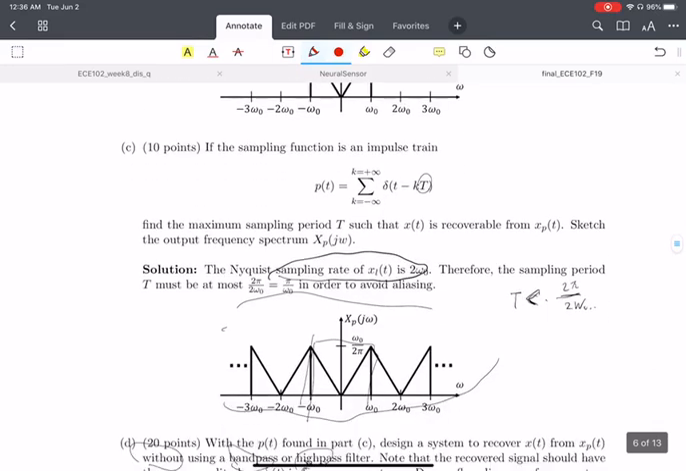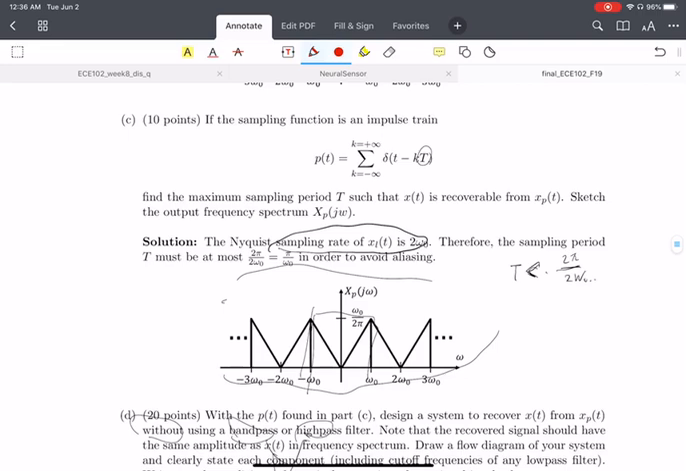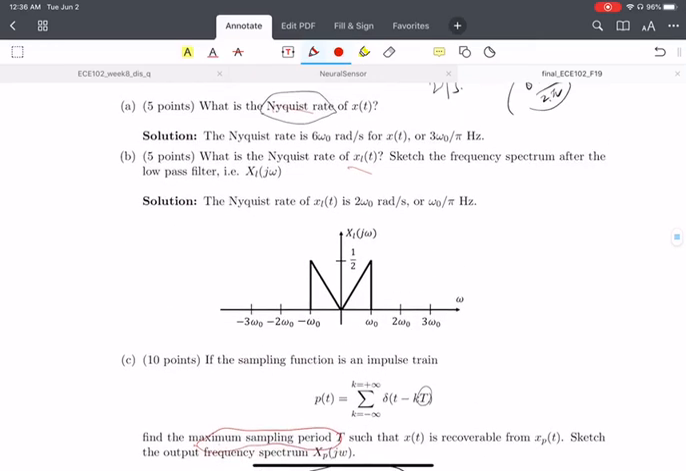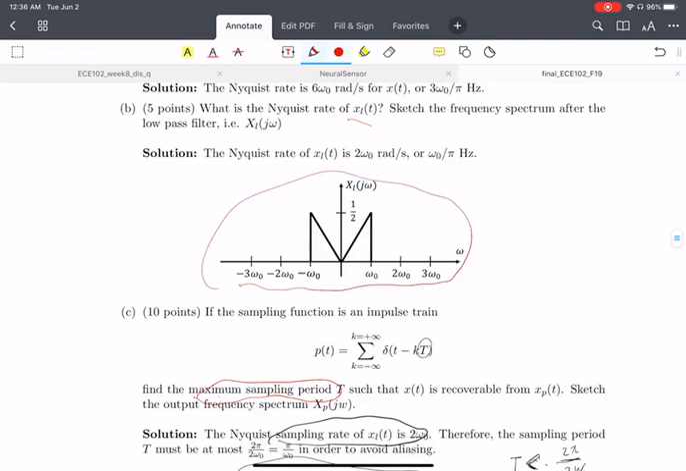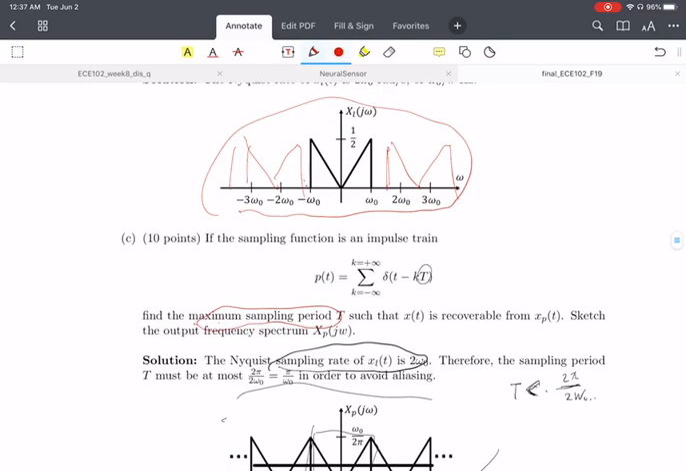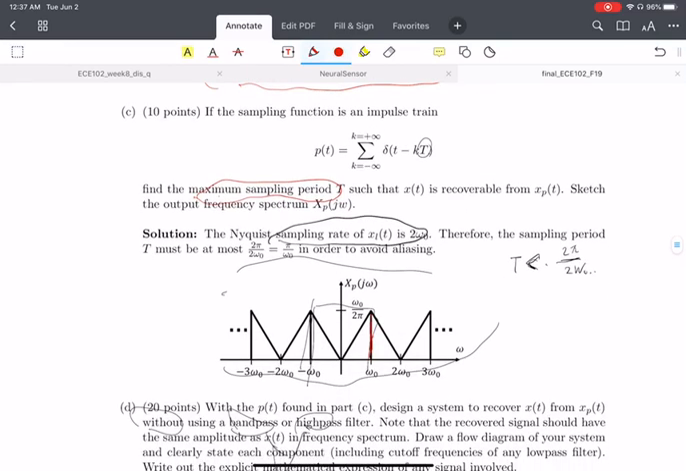So question C asks that if it is sampled by an impulse chain, what's the maximum sampling period such that x(t) is recoverable? If we have the output here, and we want an impulse chain to sample it, it means that it will convolve with the Fourier transform of an impulse chain. We don't want aliasing, so we had better keep some distance between the copies. The worst case is that they touch each other, so we just need to consider the extreme case.